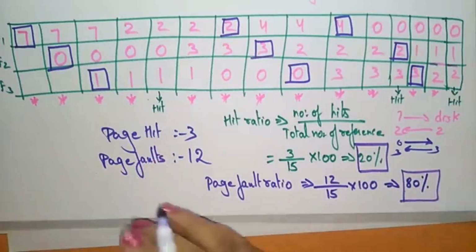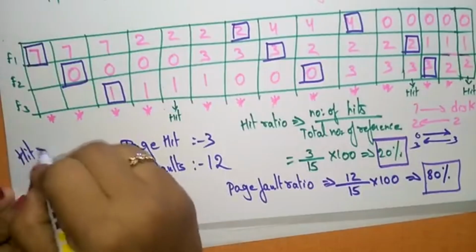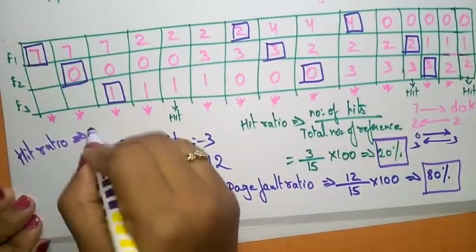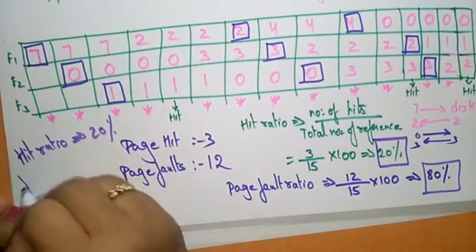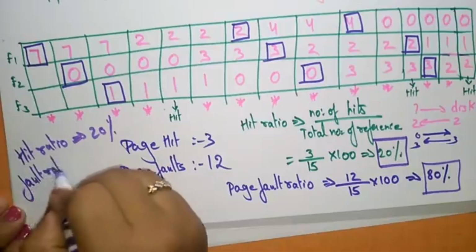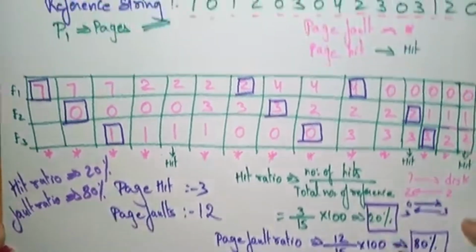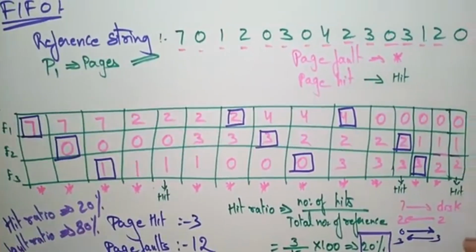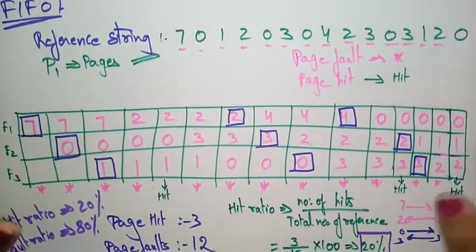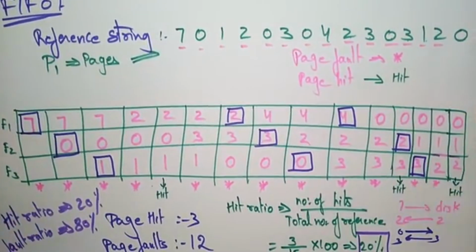So this is poor performance. The hit ratio is 20% and the fault ratio is 80% for the FIFO algorithm. So this is how the FIFO page replacement algorithm works. Thank you.